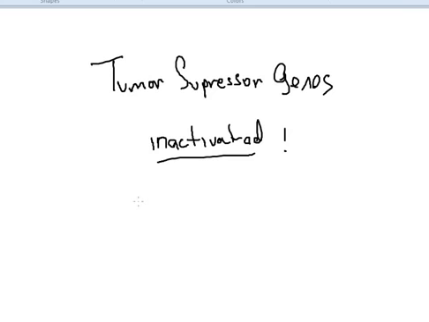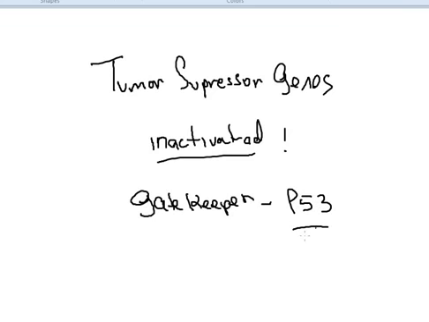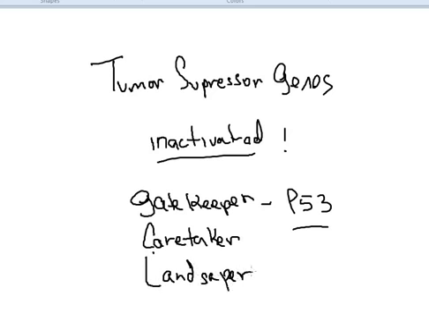So these tumor suppressor genes can be subcategorized into gatekeeper genes, which work in the beginning of the cell cycle. P53 is an example of a tumor suppressor gene that is inactivated in pancreatic cancer. There are caretaker genes, which are important during actual cell division. And then there are what's called landscaper genes, which are more important in the microenvironment.